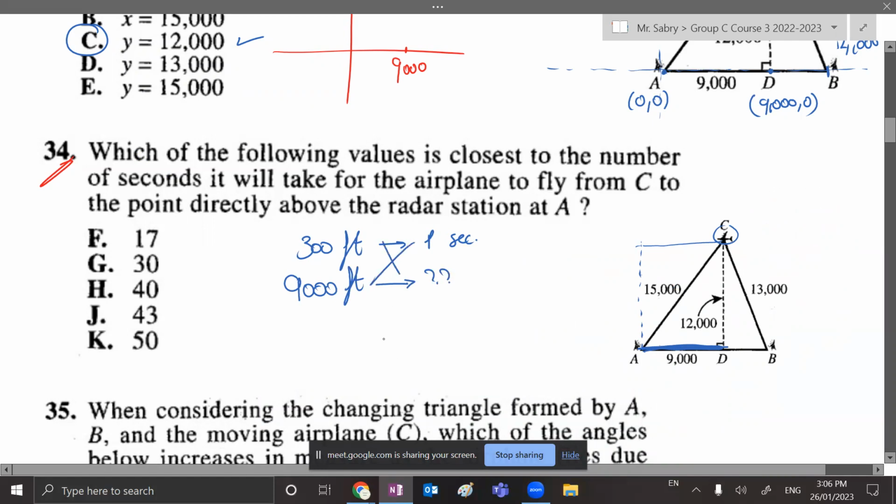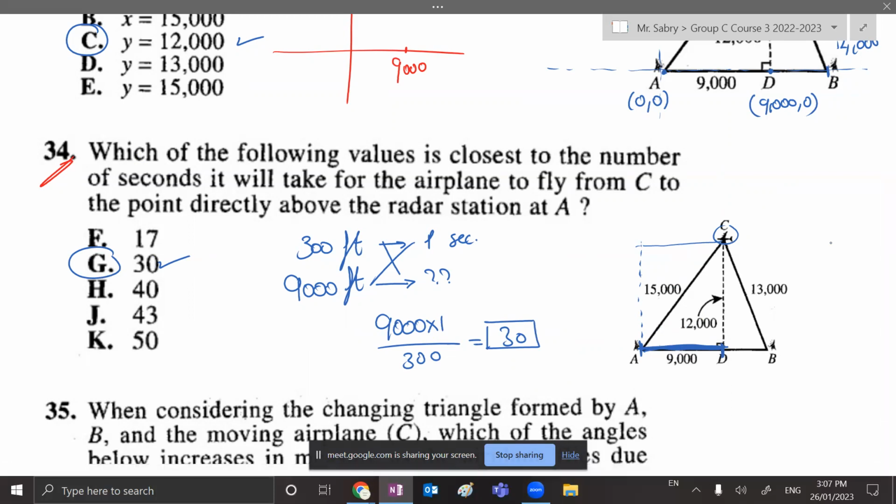So it's a cross multiplication question mainly. We just have to do 9,000 multiplied by 1 divided by 300. And that would give you 30. So it would take the airplane 30 seconds to reach from right above point D to right above point A and cover the distance of 9,000 feet. Does that kind of make sense? All right, good. Yes, yeah.